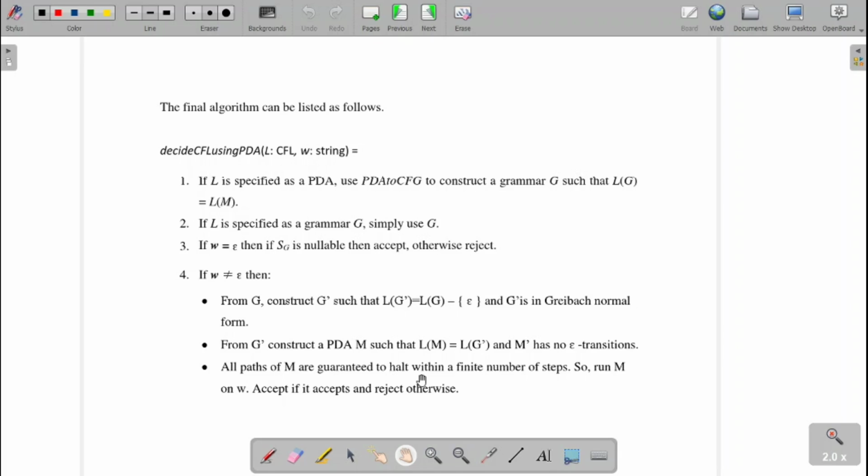That is in the PDA, done with the help of the Greibach normal form. In the grammars, we used the Chomsky normal form.